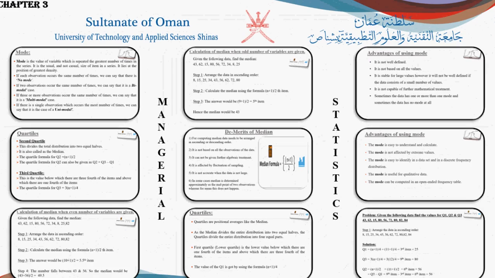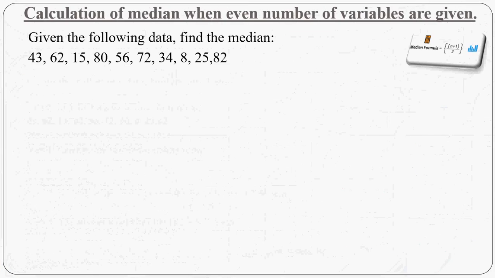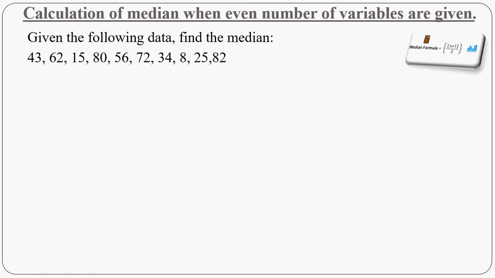So let us see an example with regards to an even number of variables. So this is the data. We need to count how many are given. First we need to find whether it is odd or even. Okay, so let us start to count.